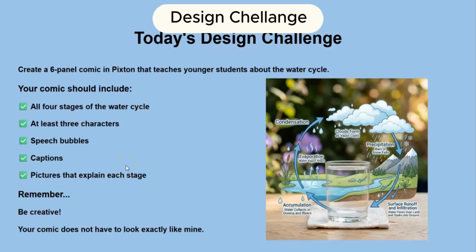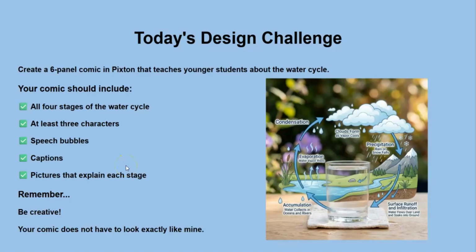All right, so now that we've talked about the objectives and what we're going to be going over, let's take some time to go over today's challenge. Imagine you're teaching younger students about the water cycle, but instead of giving them a worksheet, you're going to want to tell them the story through a comic. Your challenge today is to create a 6-panel comic using Pixton that follows one water droplet through its entire journey. Your comic should include the 4 stages of the water cycle: evaporation, condensation, precipitation, and collection.